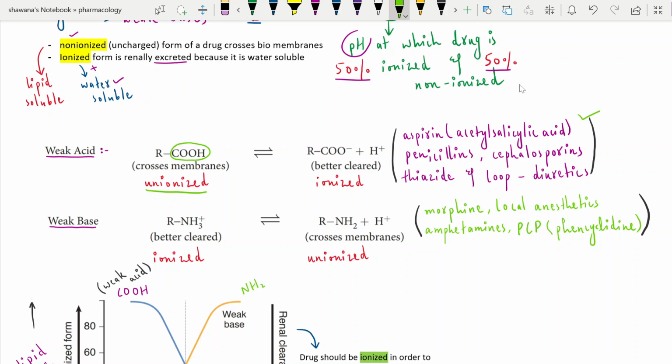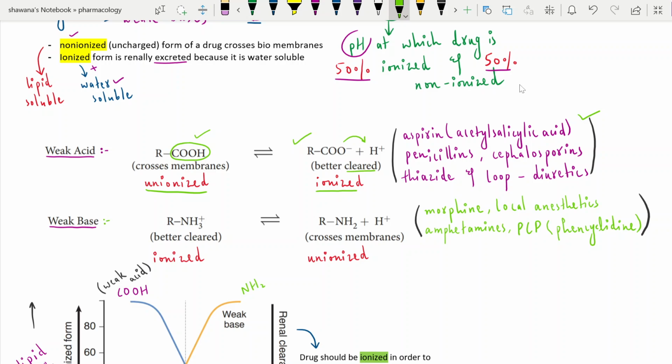RCOOH form. It is the unionized form, and as I have told earlier, the unionized form can cross the biological membranes easily. It is more lipid soluble. In the ionized form, the hydrogen gets detached, it gets deprotonated, so it is better cleared through the renal system because of water solubility. These are the weak acids. The carboxyl group is attached, it is the unionized form. When the hydrogen becomes detached, it becomes the ionized form and it is more water soluble.